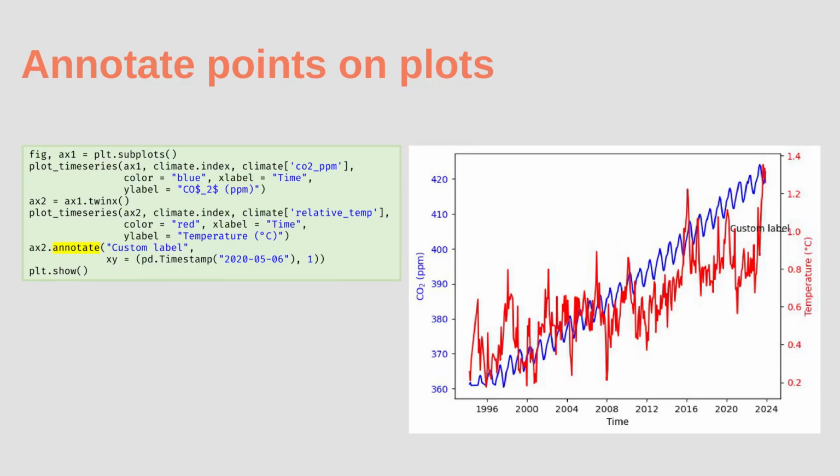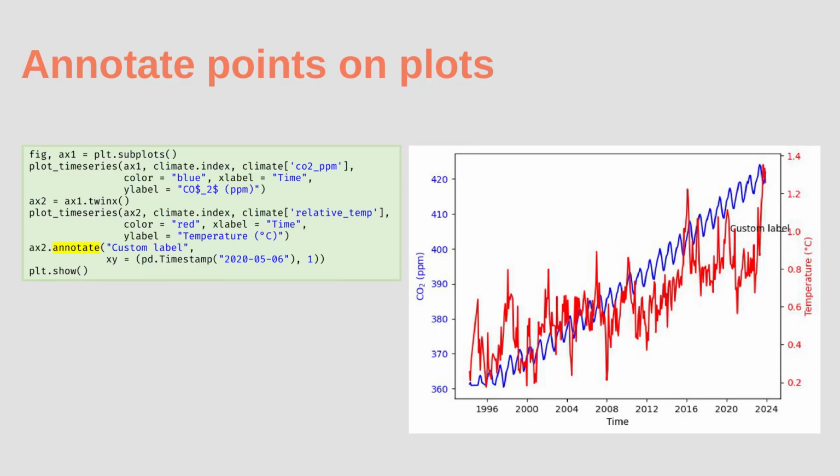We start by generating the plot using the plot_time_series function we defined earlier. Then we use the annotate method from the axis object. At a minimum, this method needs two things: the text to display, in this case a string called custom_label, and the coordinates of the point we want to annotate. The x coordinate is the timestamp for May 6, 2020, and the y coordinate is 1, since that's the temperature value. But when we run this, the text overlaps with the axis tick labels, which doesn't look great.